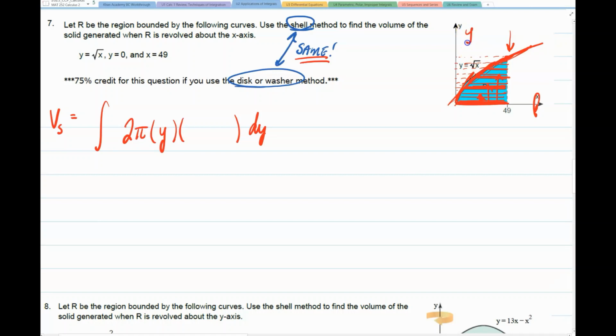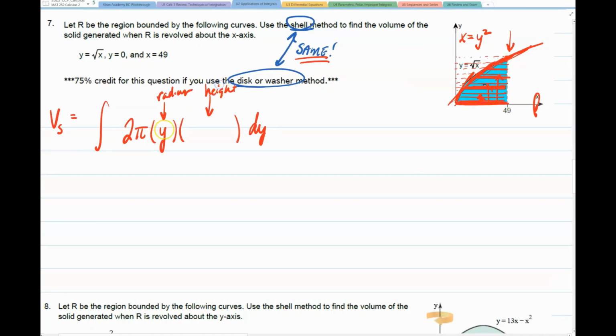Now I've got an equation, y equals square root of x, but I don't want my equation to be built on variable x. I want my equation to be built on variable y. So I'm going to end up calling this x equals y squared. So one more time, while this letter y represents the radius of the cylinder, this computation here represents the height.